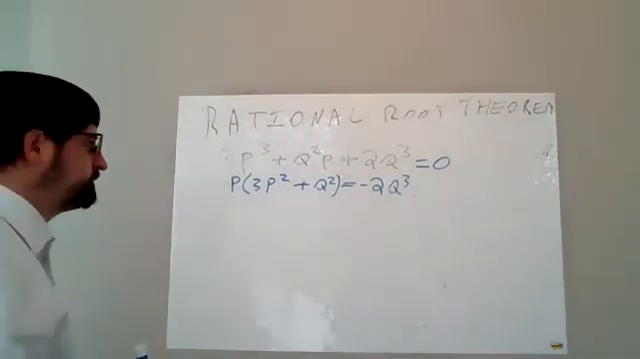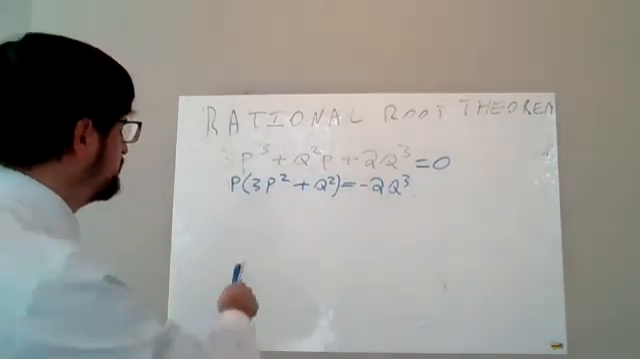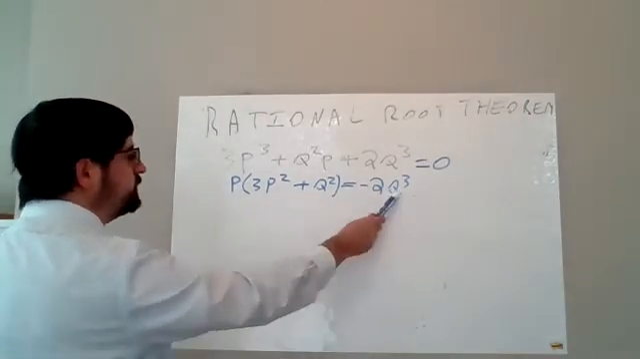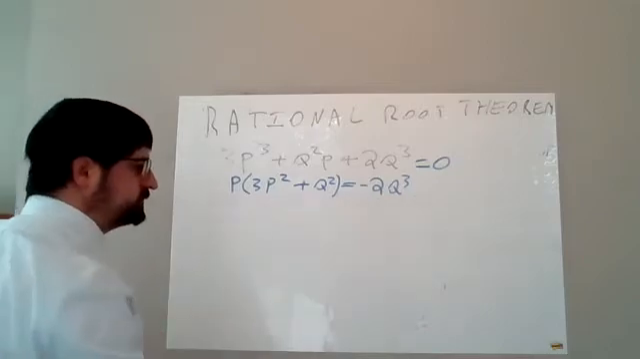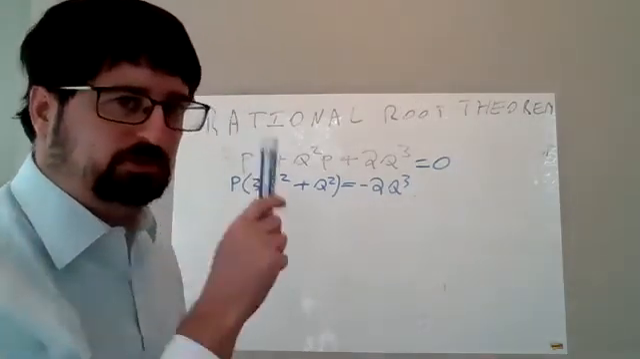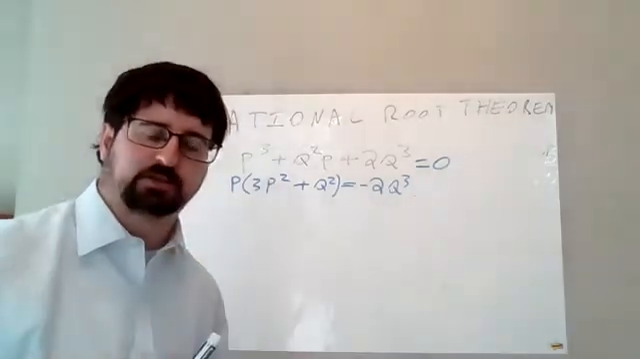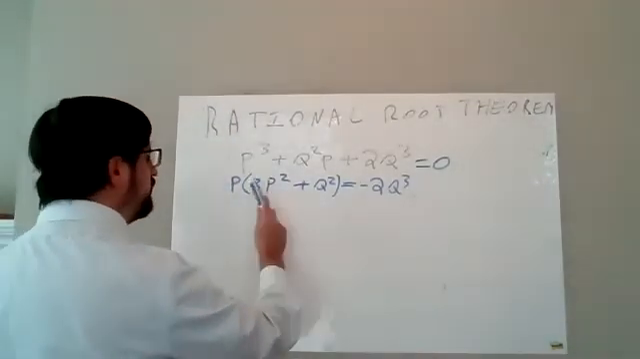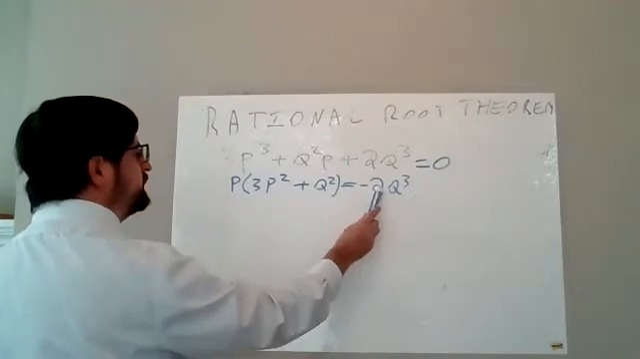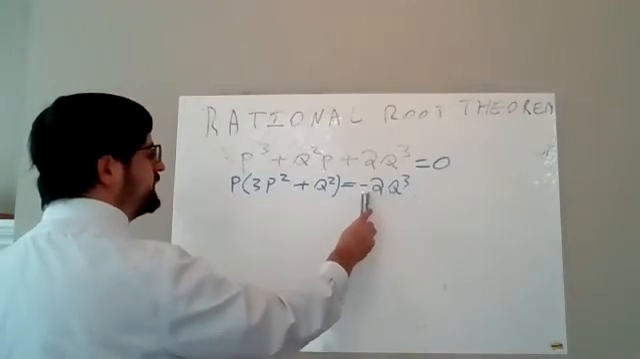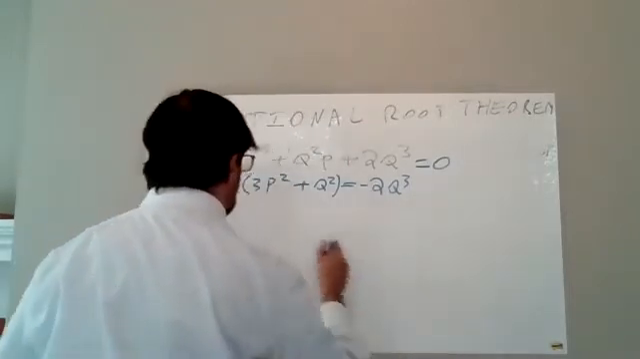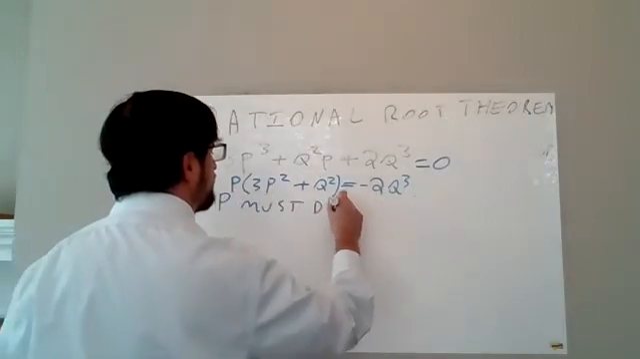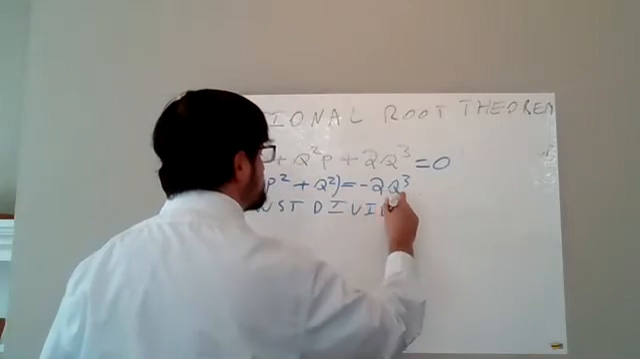And now here's the fun bit. P and q don't have any common factors, right? It's in lowest terms. So p and q cubed don't have any common factors. That's worth thinking about, why that's the case. But p and q cubed don't have common factors. So all of p's factors need to be in this, negative 2 or 2. So p must divide 2.